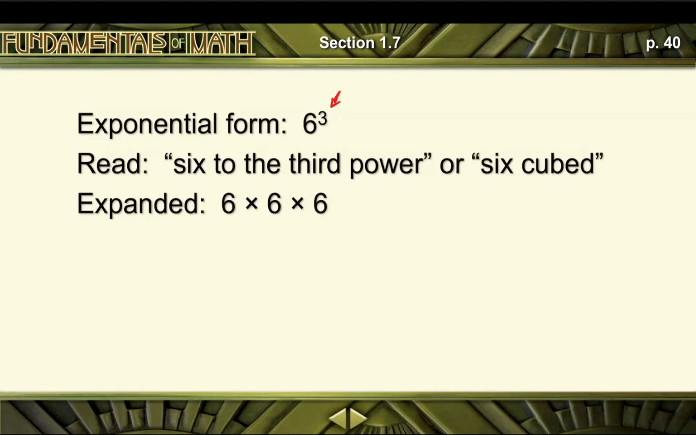And if you multiply that out, 6 times 6 is 36. We know that. And then we multiply by 6 again. We get 6 times 3 is 18, plus 3 is 21. So simplified is 216.